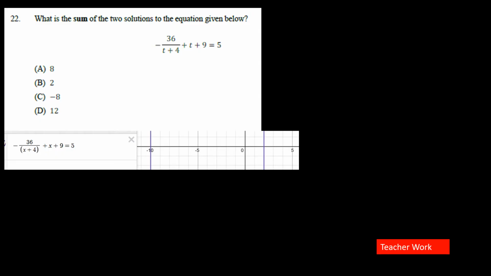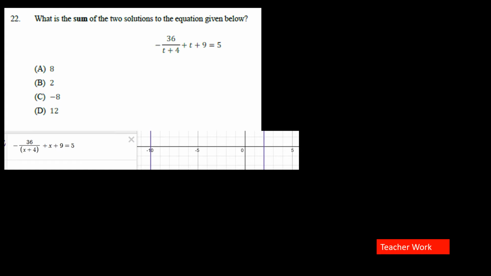Okay, here it says, what is the sum of the two solutions for the equation given below? The equation is negative 36 over t plus 4 plus t plus 9 equals 5. Wow, okay. If we did this by hand, it would take a lot of work. Remember, this is a timed exam, and you really only have like 3 minutes per question, so you don't want to utilize your time trying to work this one by hand.